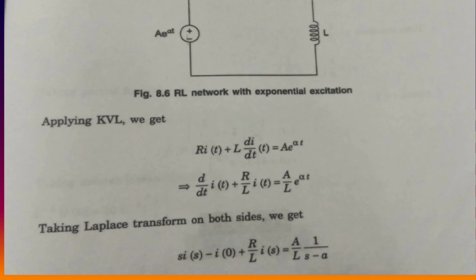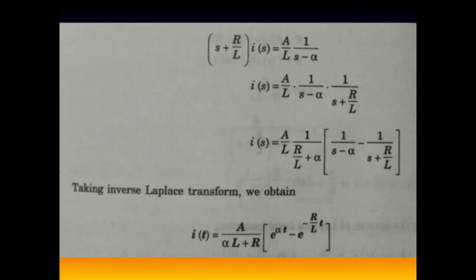From this equation I have to obtain I of s. So I have to arrange I of s on one side and the other things on the other side. When I am rearranging this, I am getting I of s as A by L into 1 by (s minus alpha) into 1 by (s plus R by L). Okay, so this I of s, you rearrange as 1 by (s minus alpha) into 1 by (s plus R by L) so that I can take the inverse Laplace transformation easily. I am rearranging that as A by L into 1 by (R by L plus alpha) into [1 by (s minus alpha) minus 1 by (s plus R by L)]. Okay, so I am rearranging that one.